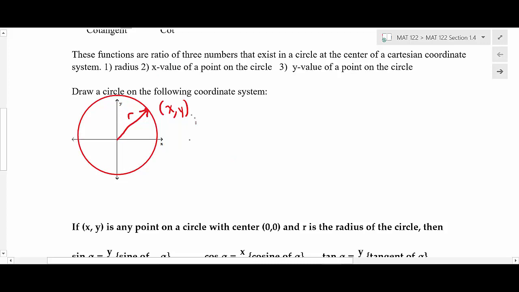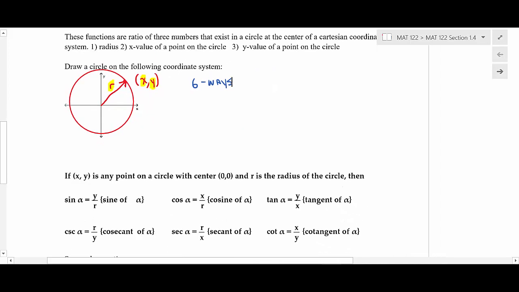All right. And it turns out that the trig functions are basically ratios of x, y, and r. And it turns out if you were to put x, y, and r in a ratio, then there's 6 ways to do it, basically. And that's why we have 6 different trig functions. Okay. So the definitions are all coming from x, y, r.